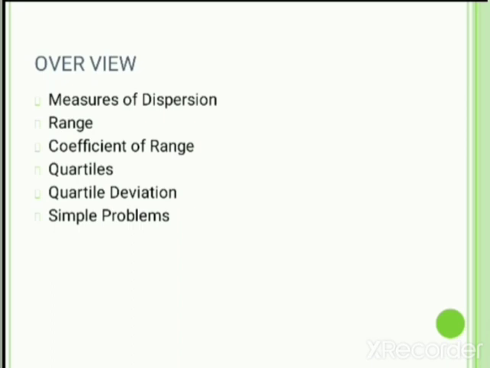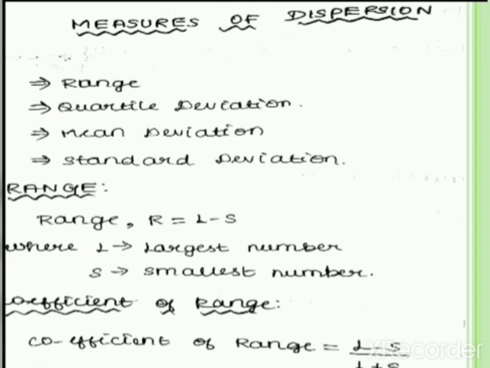In this presentation, we are going to see the next topic, measures of dispersion. In this, we are going to see range, coefficient of range, quartiles and quartile deviation, some simple problems. Let us see first what is measures of dispersion. In measures of dispersion, we have 4 types: range, quartile deviation, mean deviation, standard deviation. In this presentation, we are going to see what is range and quartile deviation.